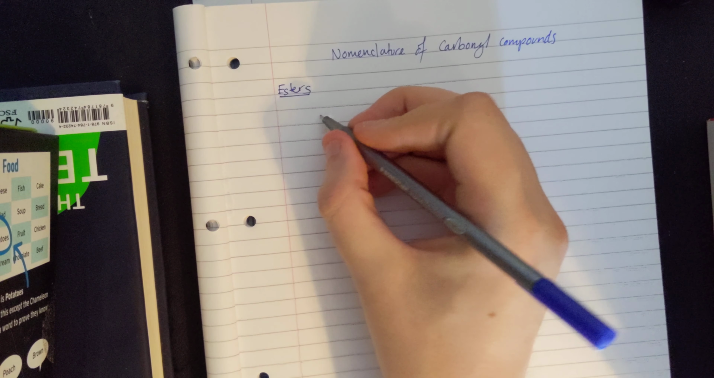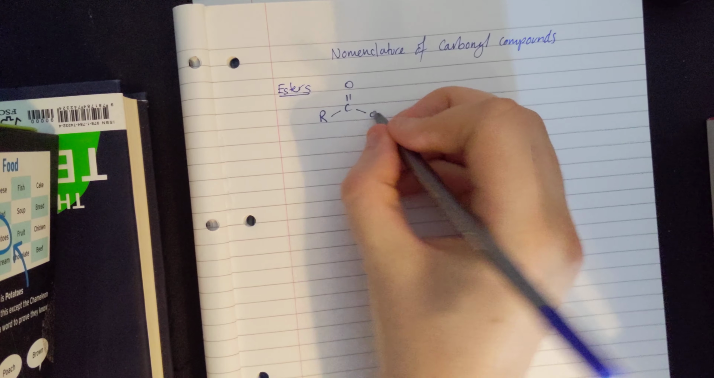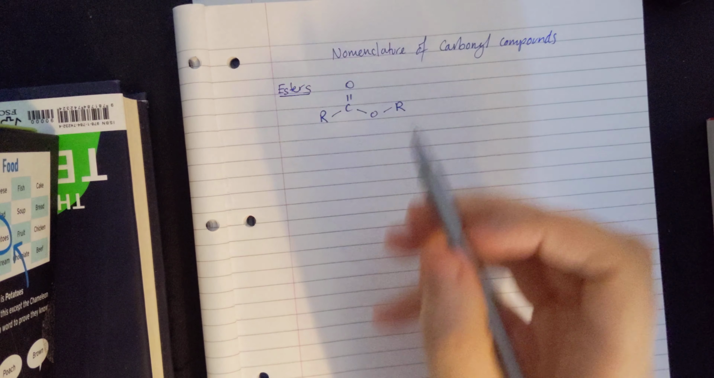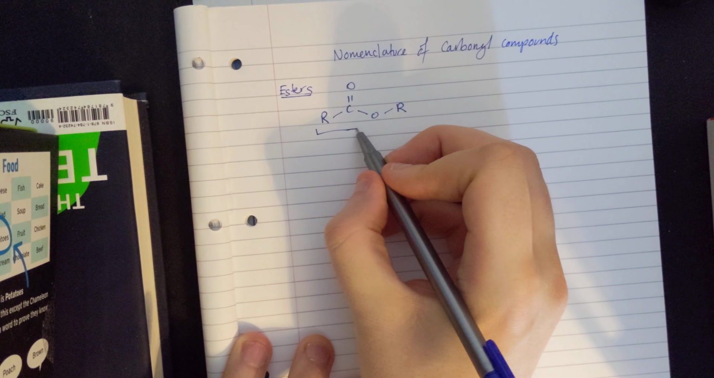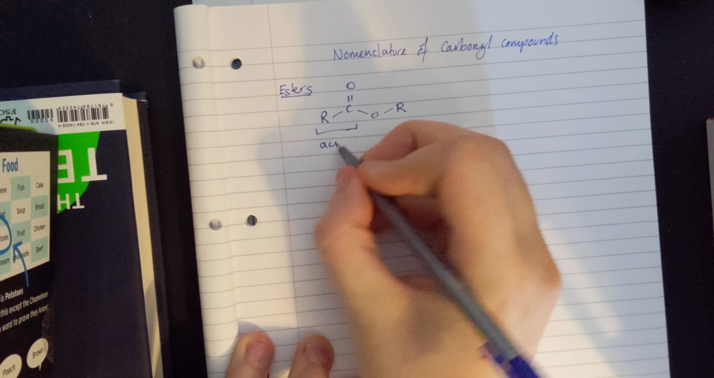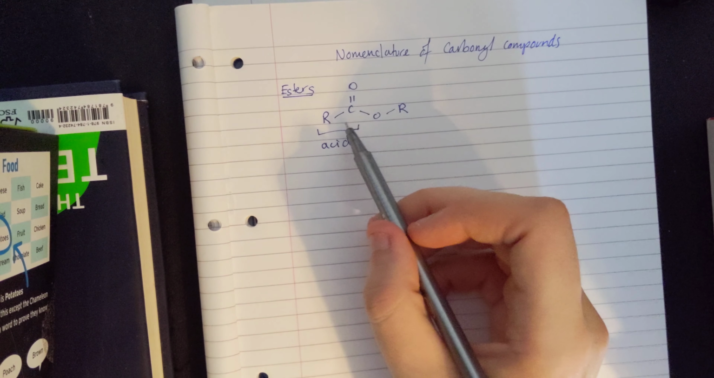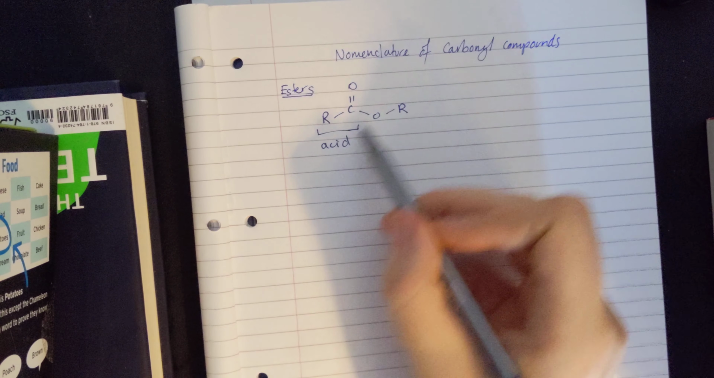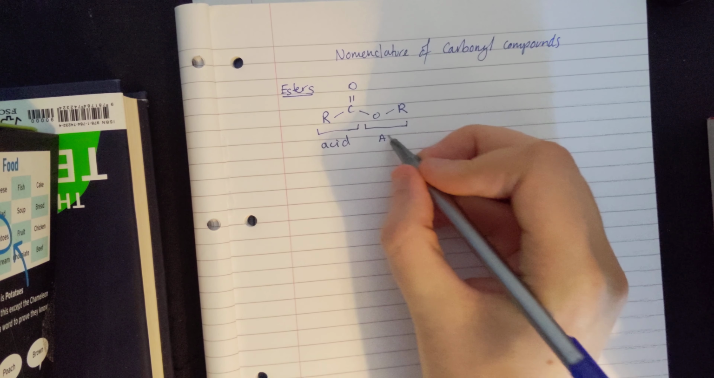Now, all the esters take the form of this. So we've got one section, you can think of this as the bit that came from the acid. So if we form the ester by a condensation reaction between a carboxylic acid and alcohol, this part comes from the acid, this part comes from the alcohol.